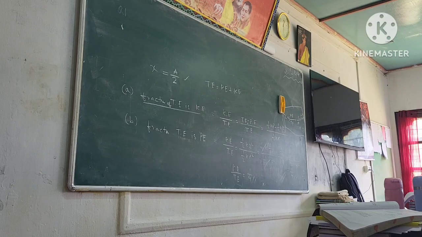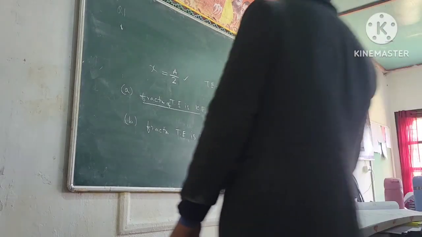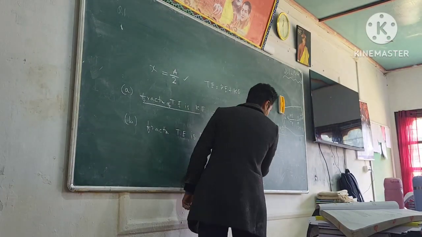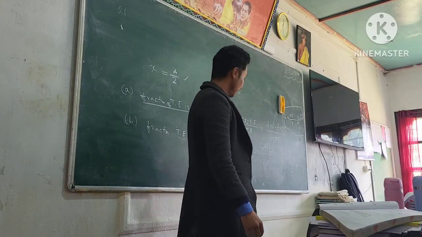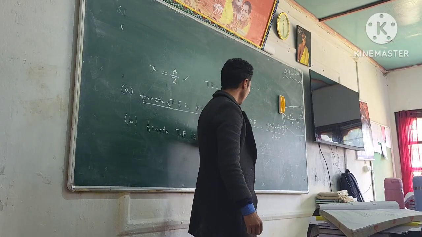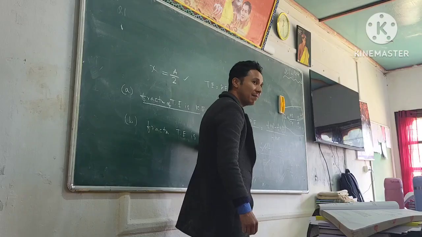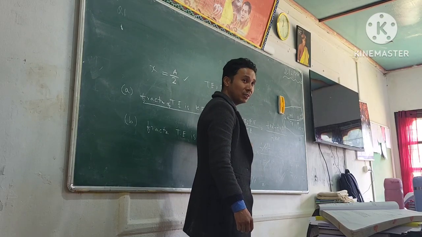Did we do this in the class? You are seeing this for the first time. Total energy equals half k A square. Are you seeing this for the first time? What's the difficulty here? You know potential is this one, kinetic is this one. You know how to cut half, k, A, k? So what is the problem here?